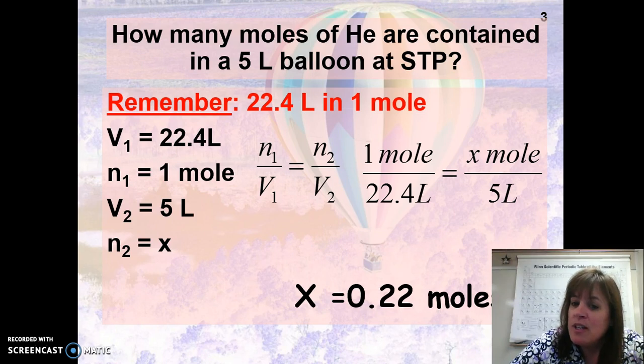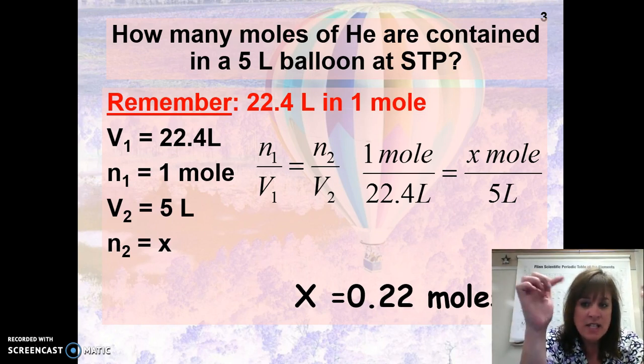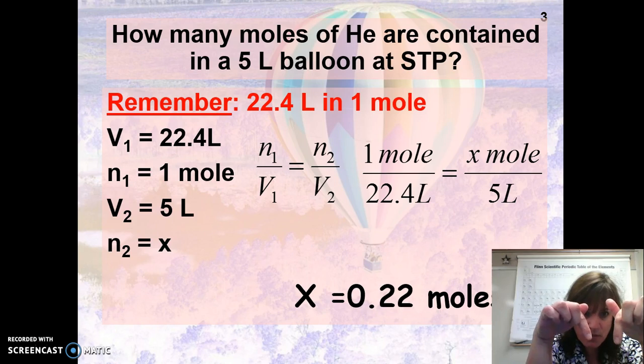Well, if you got 0.22 moles, you are correct. That should make sense because we decreased the volume, which means we need to decrease the number of moles because they're directly related.